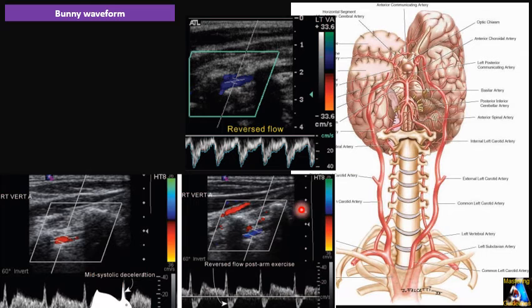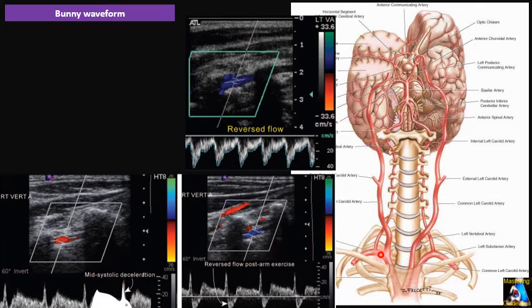As we know, the vertebral arteries are branches of the subclavian. As you can see here, they go and finally join each other at the base of the brain and create the basilar artery. In subclavian steal syndrome, we have a significant blockage proximal to the branch in the subclavian artery, here or here.